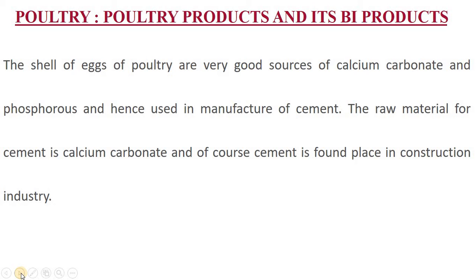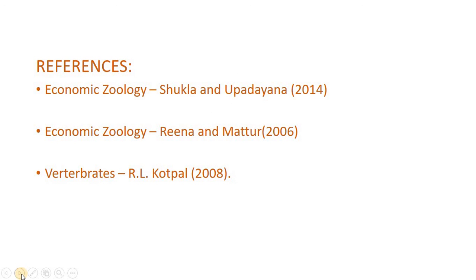Further, the shells of the eggs of poultry are a very good source of calcium carbonate and phosphorus. And we know this calcium carbonate is one of the raw materials for the manufacture of cement. When we talk about cement, cement finds a special place in the construction industry. So just from the shell of the eggs, it leads to cement, and cement is used in the construction industries, or railway coaches, or bridges, etc. So these are the various byproducts.